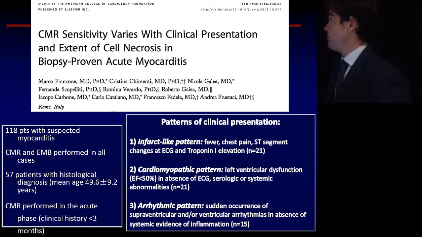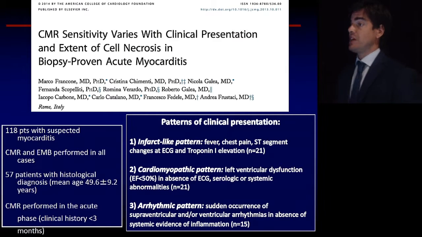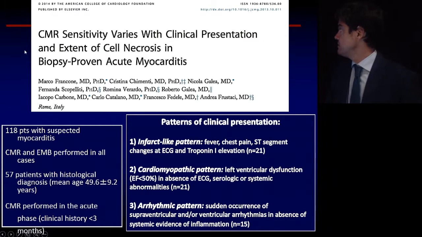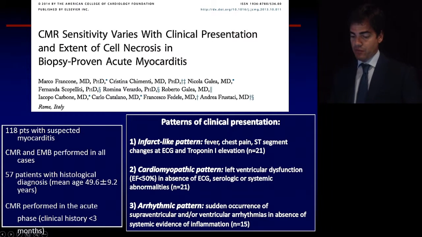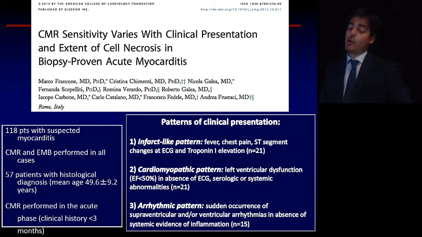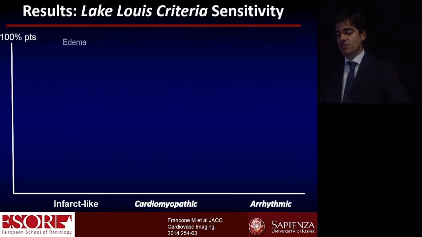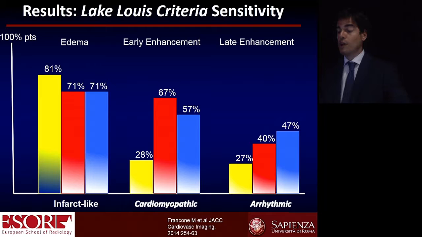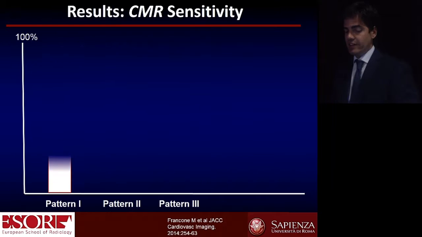Second pattern is the cardiomyopathic, which is characterized by left ventricular dysfunction with a low ejection fraction. ECG might be even normal, and patients present signs and symptoms of heart failure. And the last pattern is the so-called arrhythmic, in which the patient has simply arrhythmias at the onset of disease in absence of systemic signs of inflammation. So if I asked you what sensitivity you expect between the 3 patterns, let me skip this and we move to the next slide.